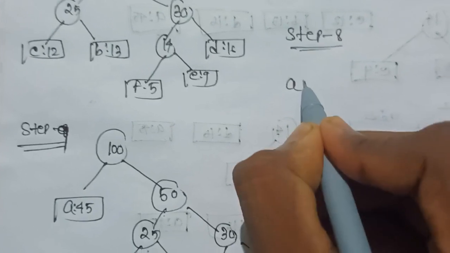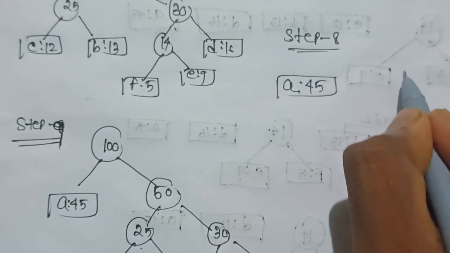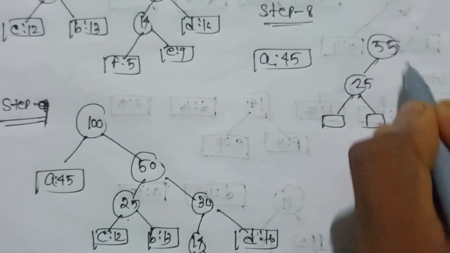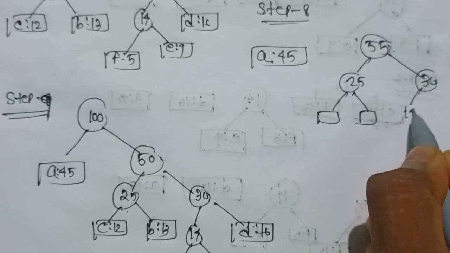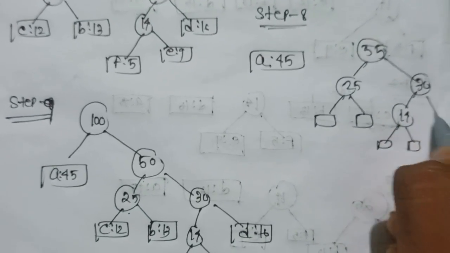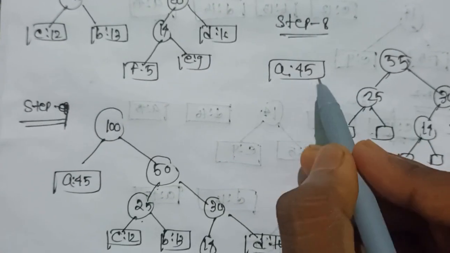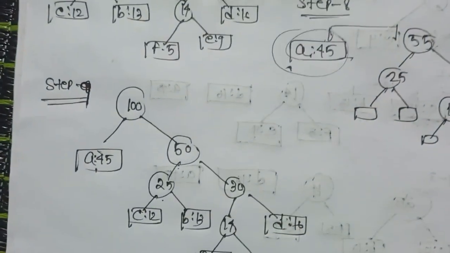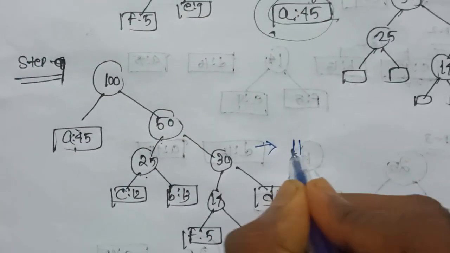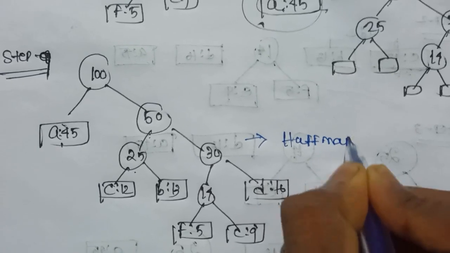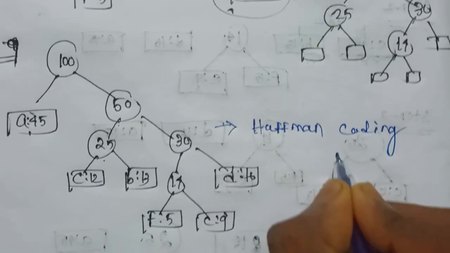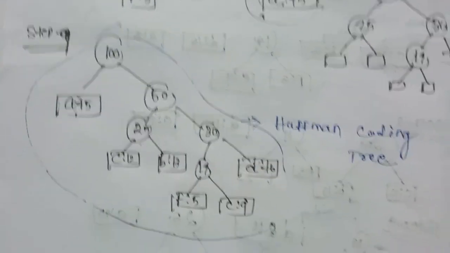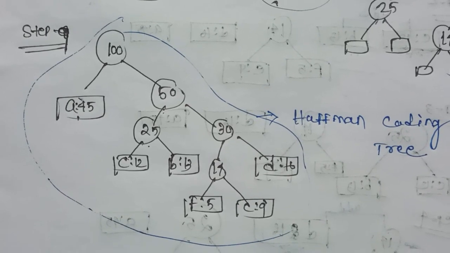Okay, so first what do we write? A45, then here 55, 25, then these things 30, 14, this, you have to fill up this. So then we add, this is in the left part. Clear? So this is our Huffman coding tree. Clear? So this is our Huffman's coding tree.